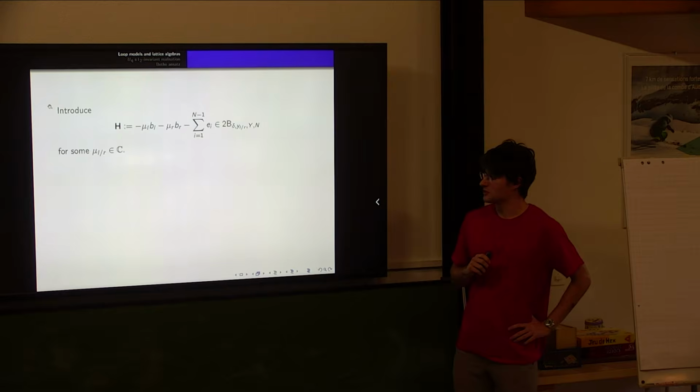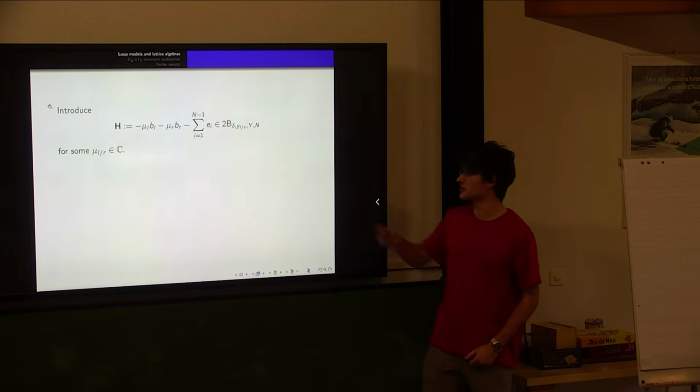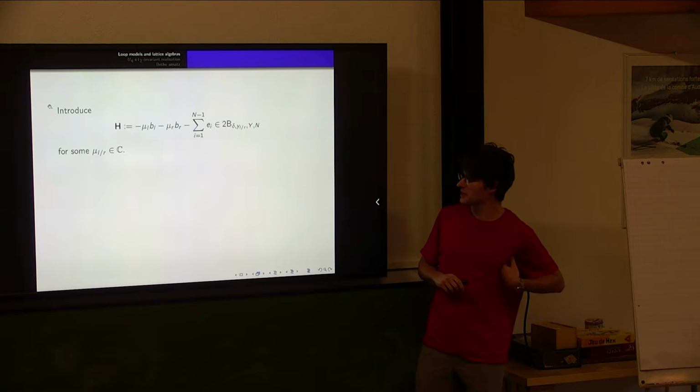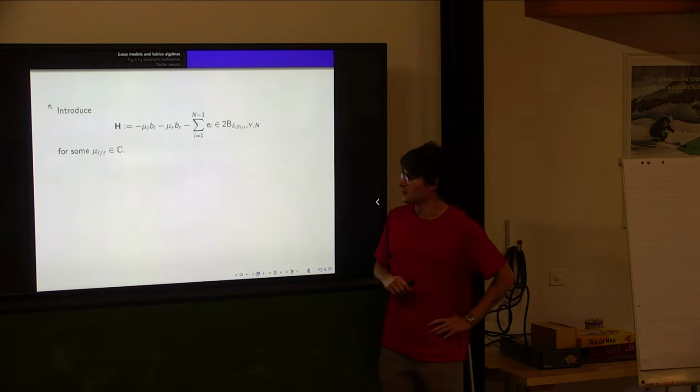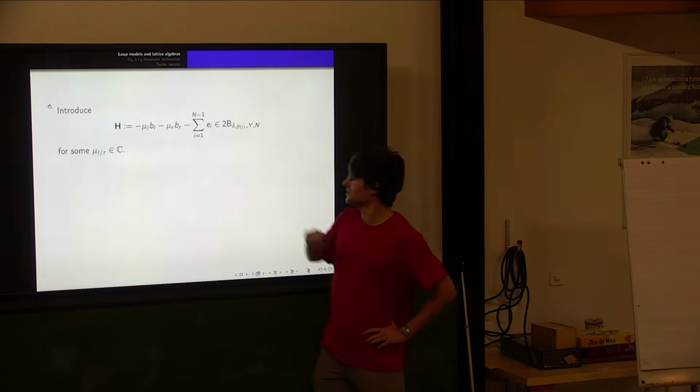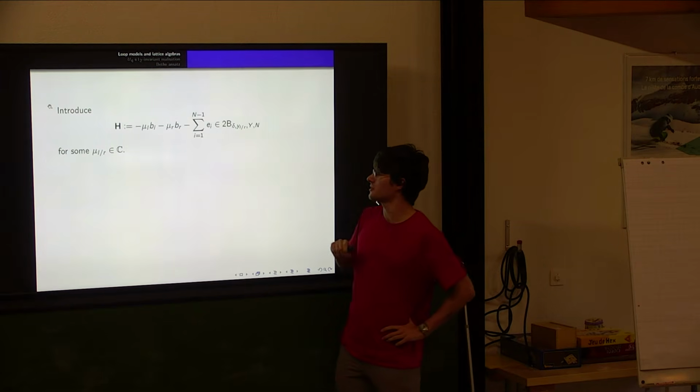Okay. And so now the trick is the following. So you introduce this abstract Hamiltonian, capital H, with two coupling constants, mu left and mu right. And in the bulk, I just take the E_i generators.